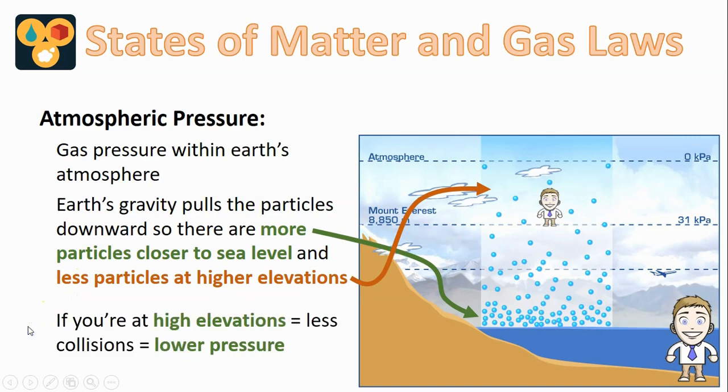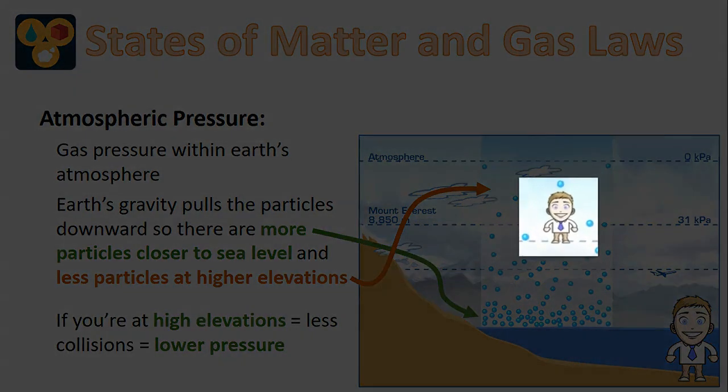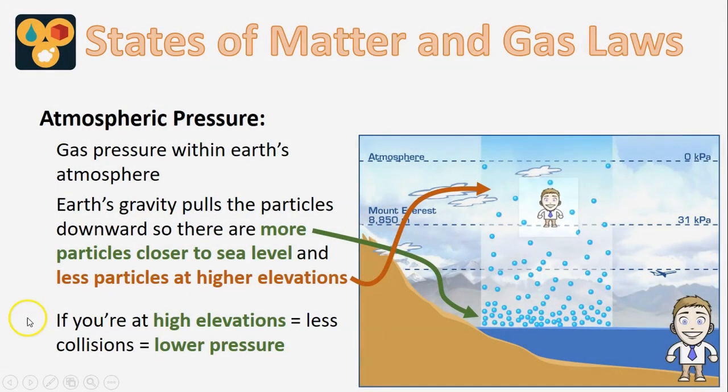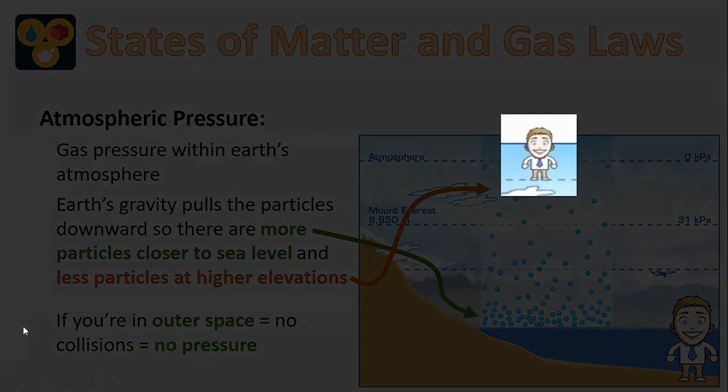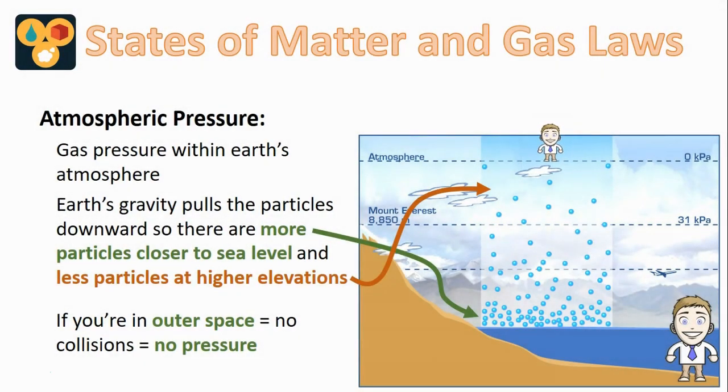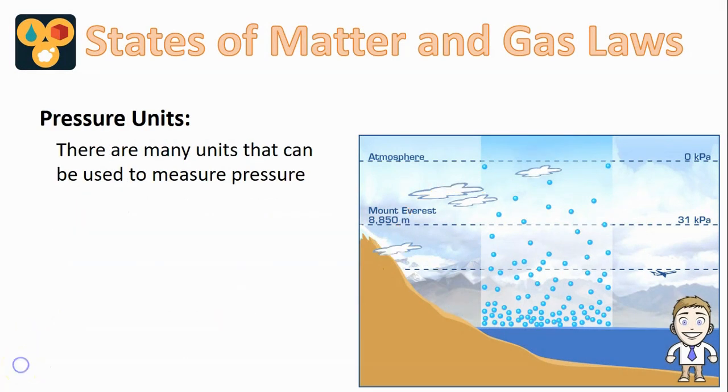As you go up, maybe up into the mountains at higher elevations or on an airplane, because there's less air molecules, there's less collisions and even lower pressure. And if you take this to the extreme, eventually you hit outer space where there's no air whatsoever, so there's no collisions, therefore there would be no gas pressure. So let's use this idea of atmospheric pressure to introduce some of the common pressure units that you'll come across.